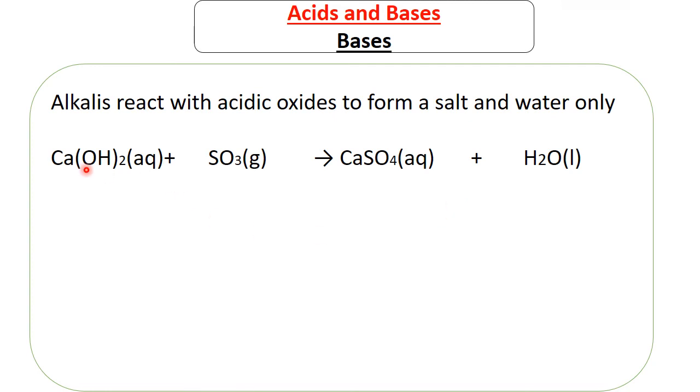So we have calcium hydroxide here, which is an alkali, reacting with the sulfite, which is an acidic oxide. They are going to form calcium sulfate and water.